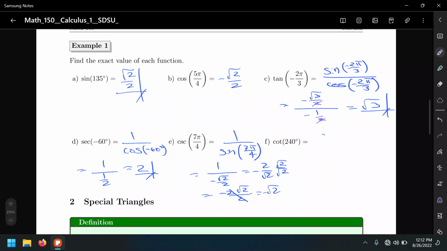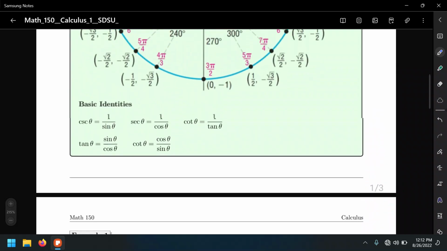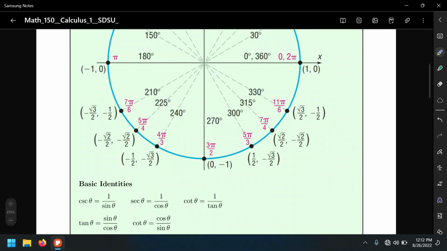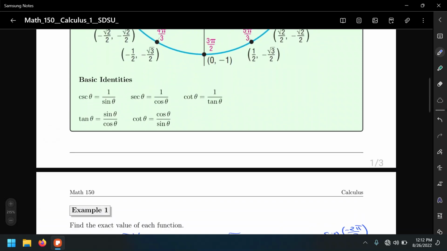Now we have cotangent, that's cosine over sine. Cosine of 240 degrees over sine of 240 degrees, and well, the usual. Let's go back to the unit circle. Look for 240 degrees, which is the same as 4 pi over 3. And in this case, we're looking for cotangent. Cotangent is the reciprocal of tangent, right? In this case it is cosine over sine. That's the x over the y.